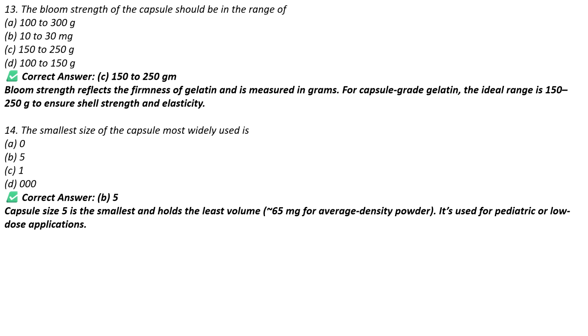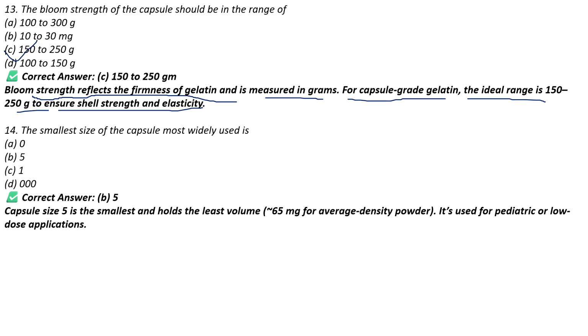So moving on to the next question, the bloom strength of the capsule should be in the range of, options are 100 to 300 grams, 10 to 30 milligrams, 150 to 250 grams, or 100 to 150 grams. So the bloom strength basically reflects the firmness of gelatin and it is measured in grams first of all. So obviously option B becomes wrong. For capsule grade gelatin, the ideal range is around 150 to 250 grams to ensure the shell strength and its elasticity. So we can say option C, that is 150 to 250 grams, is the correct answer for this question.